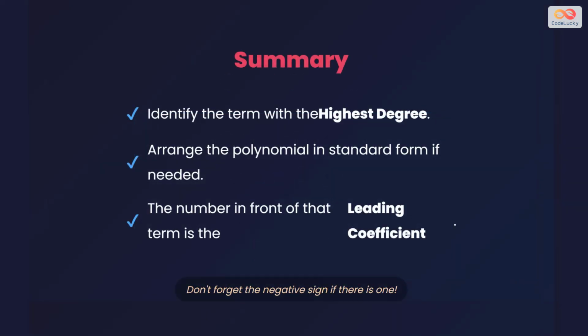To summarize, always find the term with the highest degree first. If the polynomial is jumbled, reorder it mentally. The number in front of that high power term is your leading coefficient.